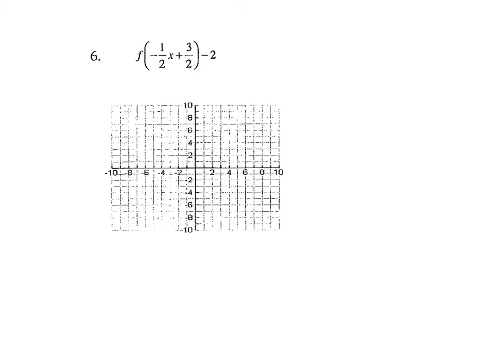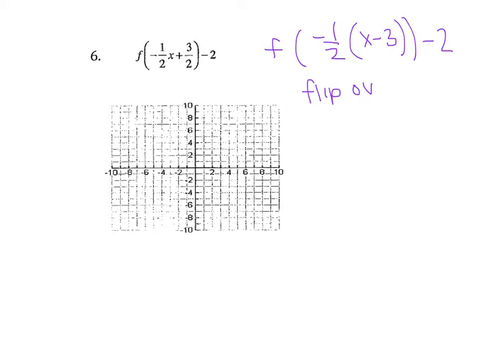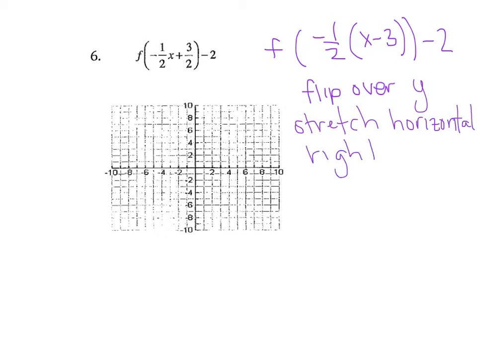Don't forget to factor out the inside. I can take out a negative 1/2, then I am left with (x - 3) on the inside and minus 2 on the outside. The negative tells me that I'm going to flip over the y. The 1/2 tells me that I am going to stretch horizontally, so multiply all my x coordinates by 2. The minus 3 on the inside means I'm going to move right 3, and then the minus 2 on the end tells me I'm going to move down 2.